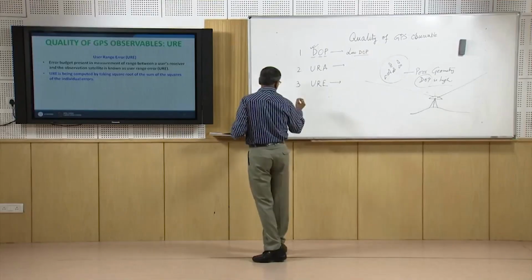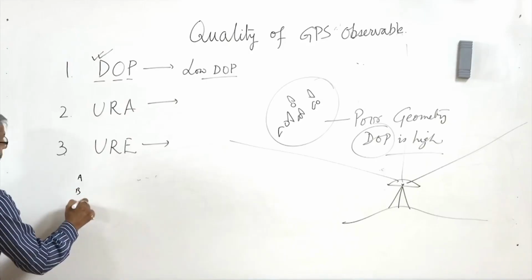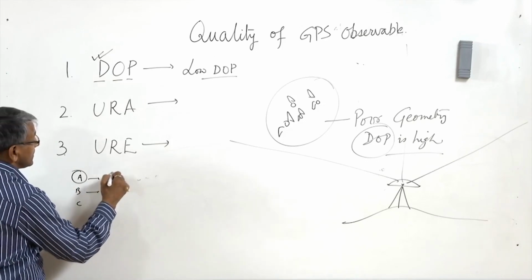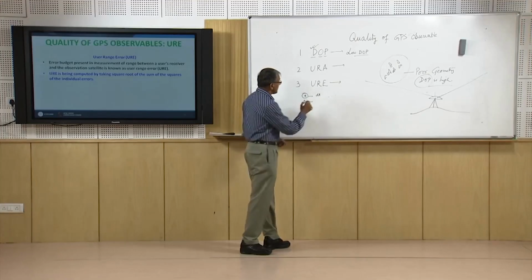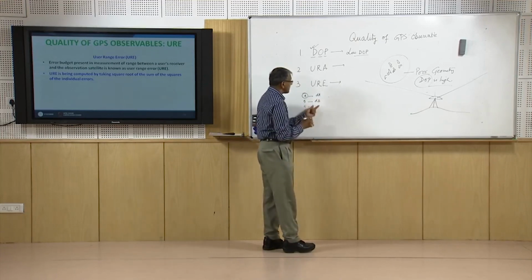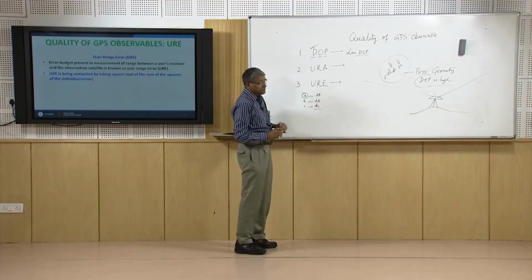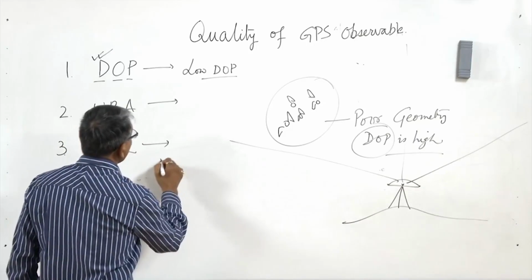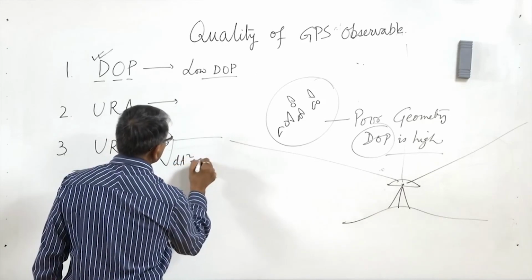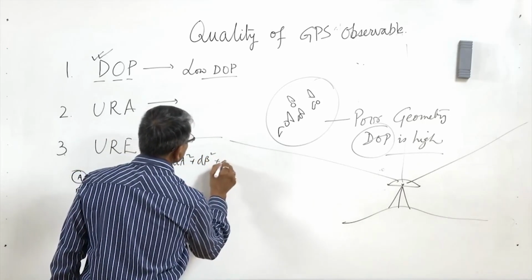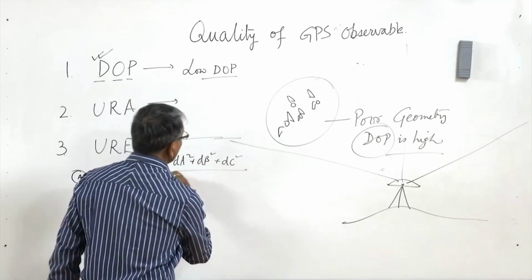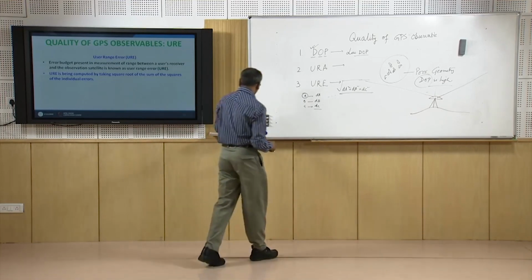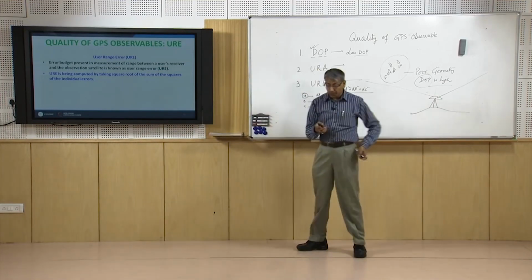So for some parameters, suppose A, B, C, what is the error for each? DA is the error in range measurement, DB is the error in range measurement, DC is the error in range measurement. So user range error will be the square root of DA square plus DB square plus DC square. So the lower the value, the better the quality of the observable. In that way also we may test the quality of the GPS observable.